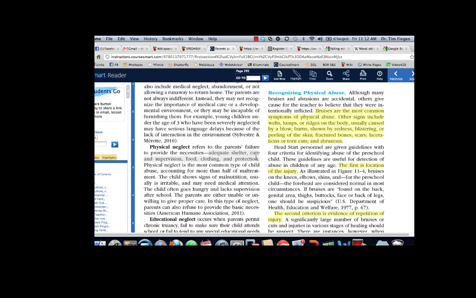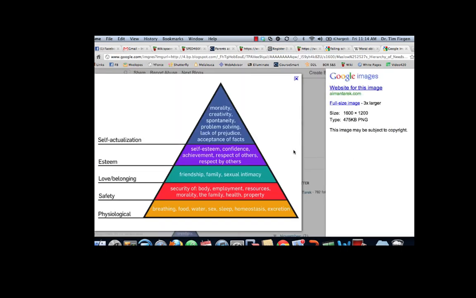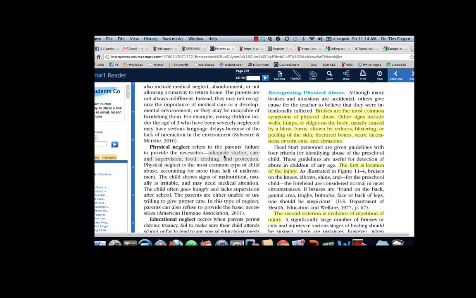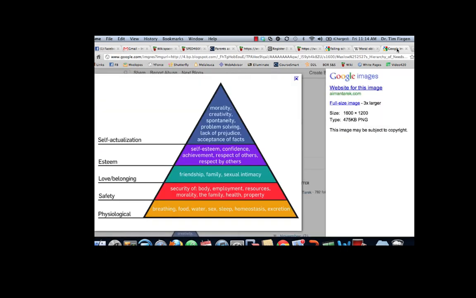But let me just take you off this. And again, I thought Dr. Rojas Cortez would talk about this, but since she hasn't, I'm going to. Okay, let me go find what I'm going to talk about. Here's where I'm coming from, Maslow's hierarchy of needs. When we talk about the textbook here about physical neglect being this lack of adequate shelter, care, supervision, food, clothing, and protection, the thing it doesn't talk about is, Maslow says, the first level, before self-actualization, is this physiological. Breathing, food, water, sex, sleep, homeostasis, excretion, being able to excrete, poop.